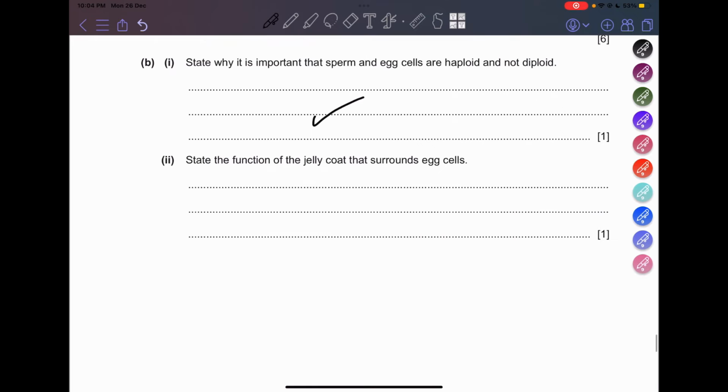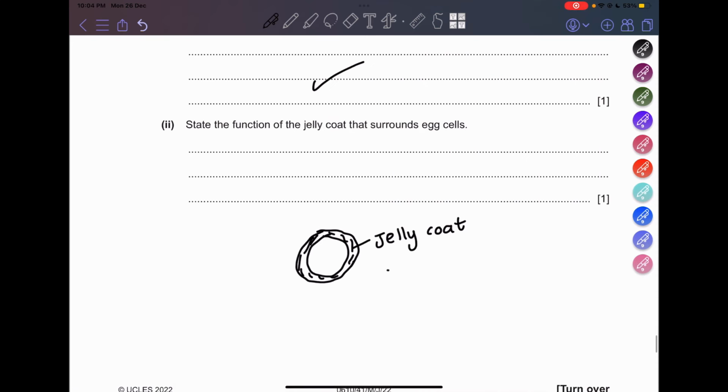So this is done. State the function of the jelly coat that surrounds egg cells. Of course, the egg cell has the jelly coat. This is the egg cell, for example, and there's the jelly coat around it over here. So this jelly coat prevents more than one sperm from entering the egg. If one sperm has entered, then the jelly coat will harden and stop any more sperm cells from entering, so that only one sperm cell fertilizes the egg cell. So this is the description that you're going to write down in this question.